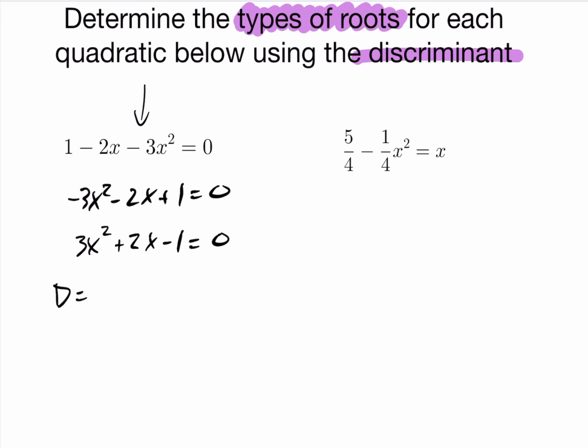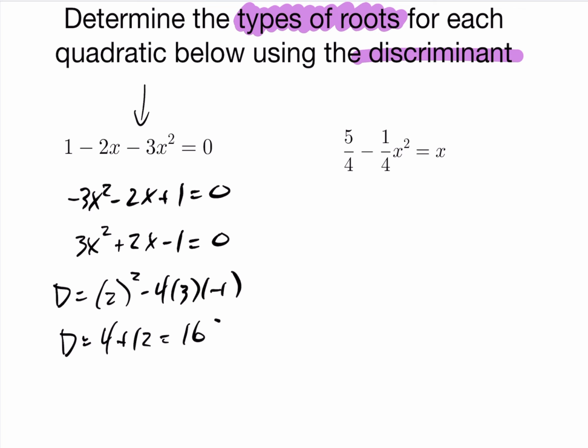And using our discriminant here, I end up getting b squared minus 4ac. The discriminant here ends up being 4 plus 12, which is 16. That's greater than 0, so this is going to give me two real roots. Two real distinct roots for this example.